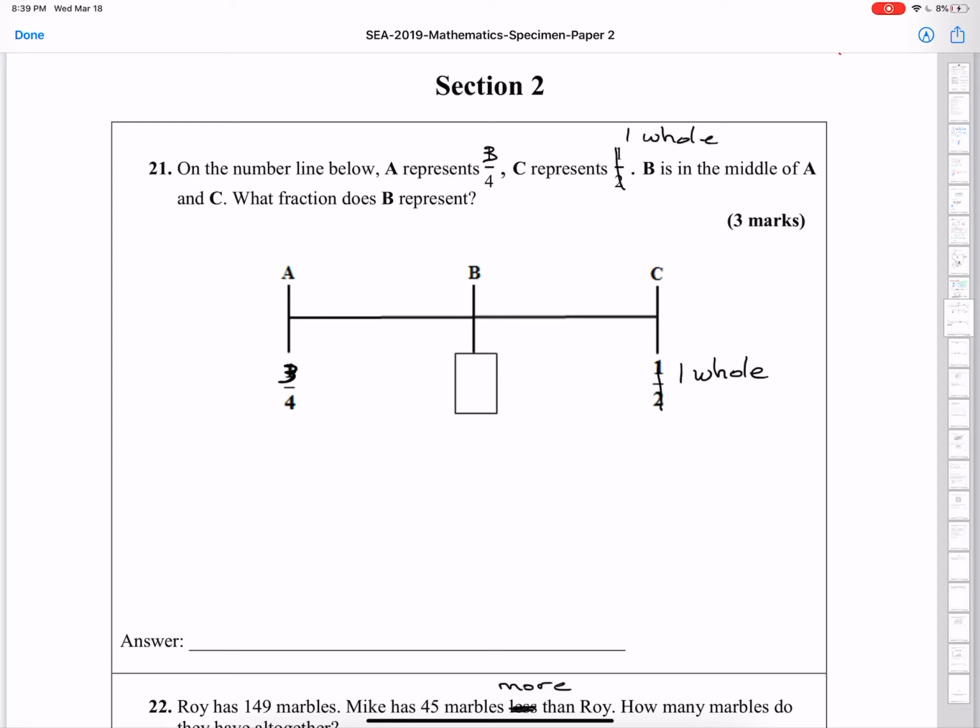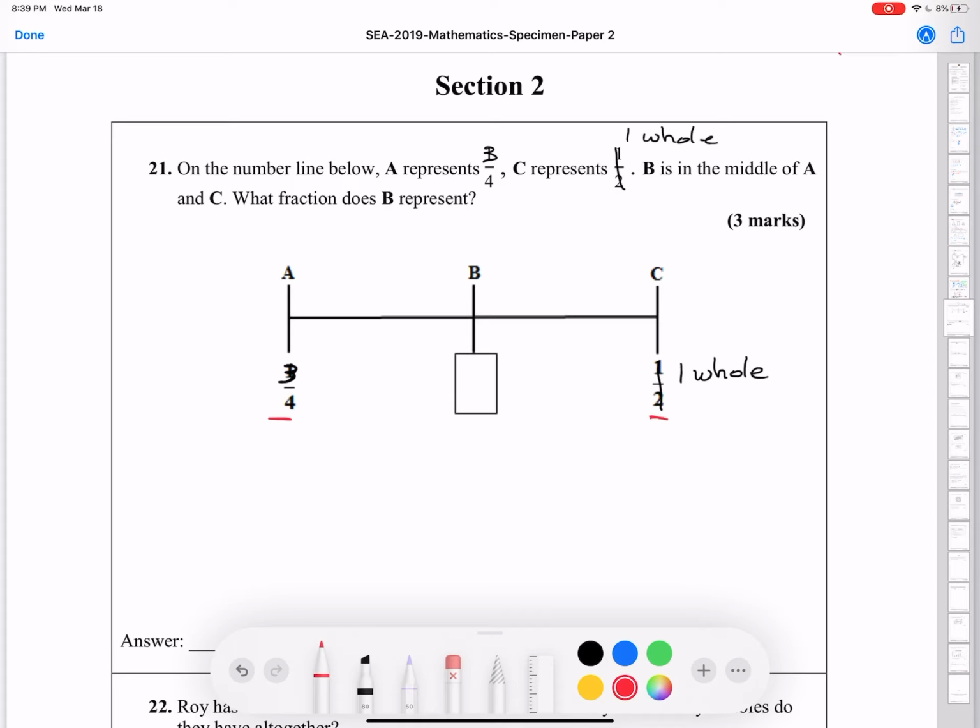Let me get a little color here. All right. A, 3/4. B between or in the middle of A and C, and C, which is 1/2. So the question is actually asking us what fraction lies between 3/4 and 1/2. We can find this out by finding the mean of 3/4 and 1/2. What we're doing is adding 3/4 to 1/2 and then dividing by 2 because there are two values. So that is finding the mean.